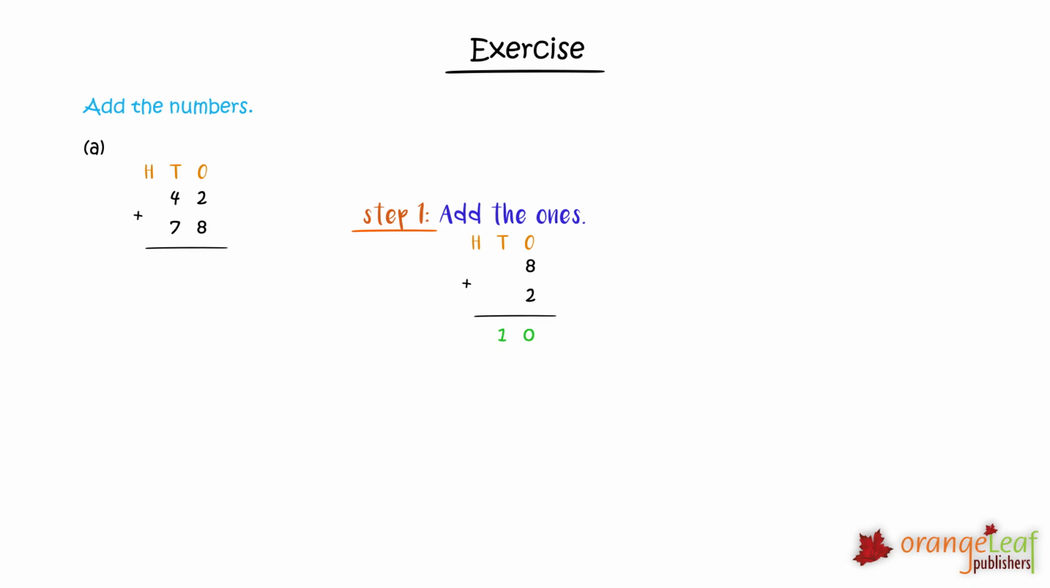Exercise. Add the numbers. A. 42 plus 78. Step 1. Add the ones. 8 plus 2 will give us 10. Now regroup 10 ones as 1 in the tens place and 0 in the ones place. Step 2. Add the tens. 1 carried over plus 4 plus 7 is equal to 12. Write 1 in the hundreds place, 2 in the tens place, and 0 in the ones place. The sum is 120.